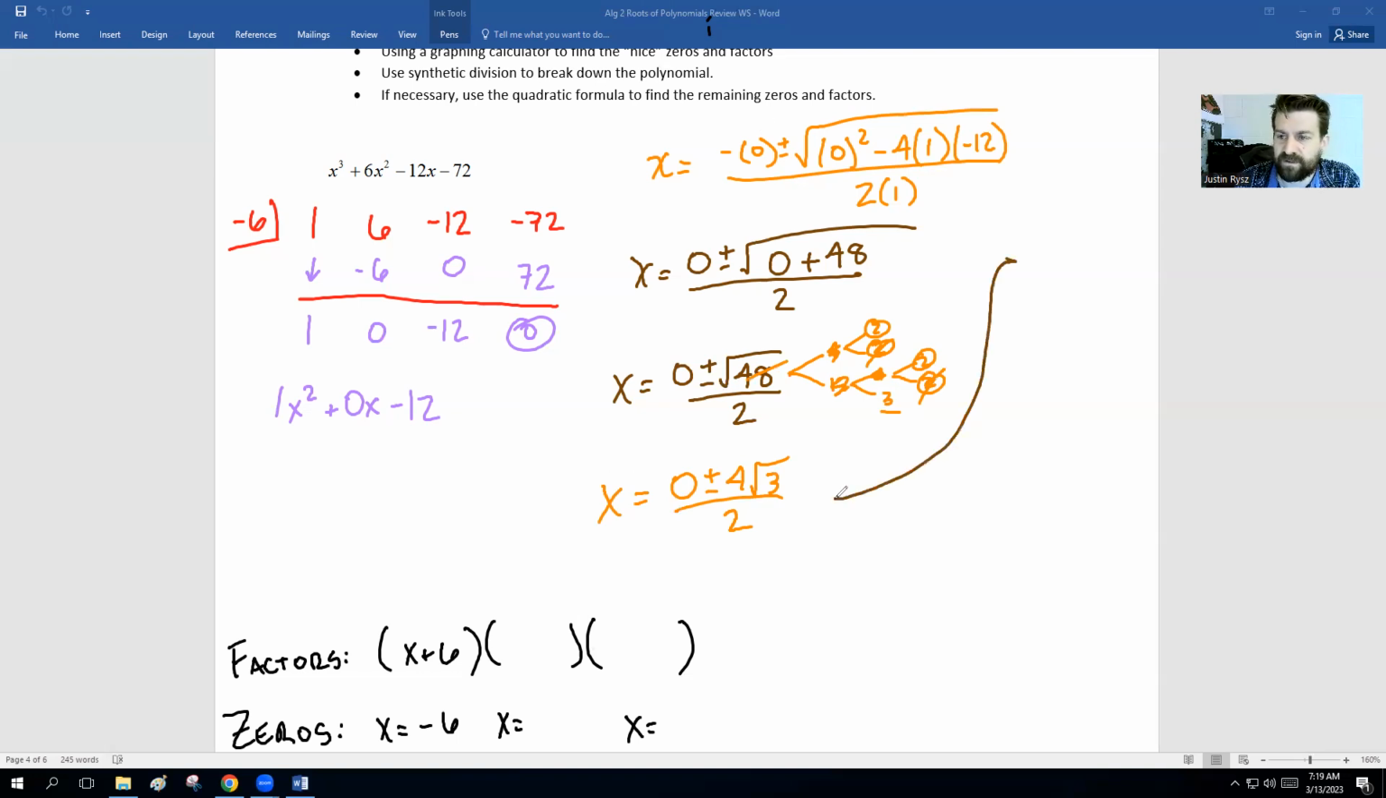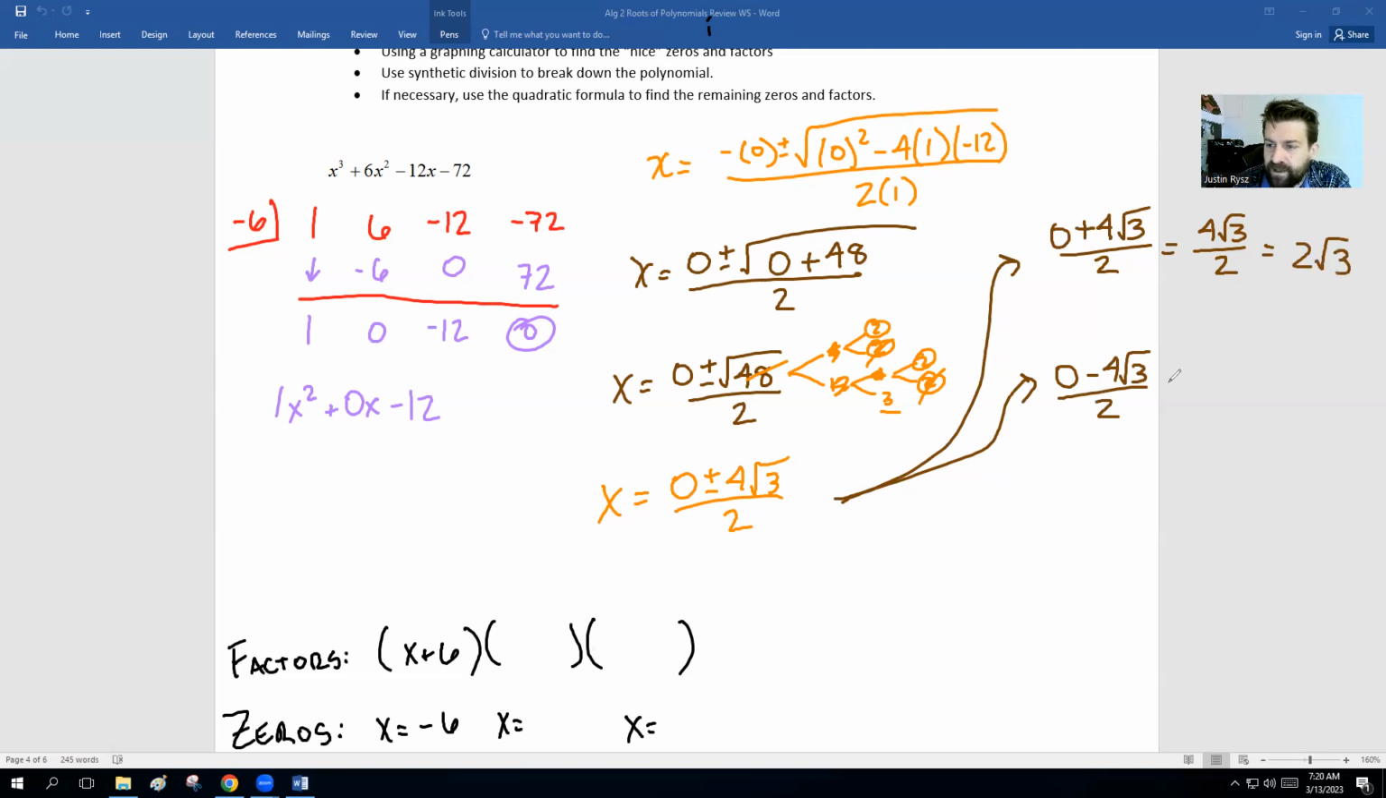All righty, so that means our two answers are 0 plus 4 radical 3 divided by 2, and the other answer would be 0 minus 4 radical 3 over 2. Okay, well, that would be 4 radical 3 divided by 2, and you can divide the 4 by 2, so we get 2 radical 3. And on the other side, we have a negative, so it'd just be negative 2 radical 3. So we get a positive 2 radical 3 and a negative 2 radical 3. And so that means our other two factors are x minus 2 radical 3 and x plus 2 radical 3. And that would be the correct solution. We can't really simplify those. They're just radicals that we leave like that.